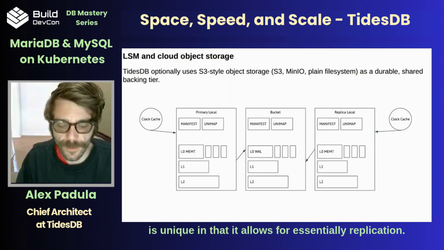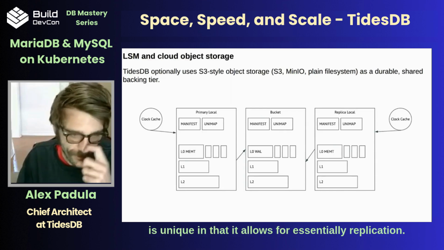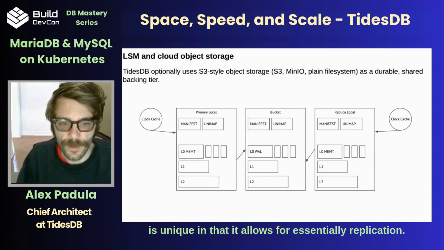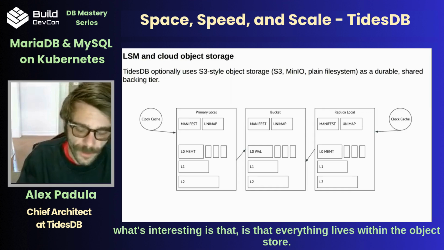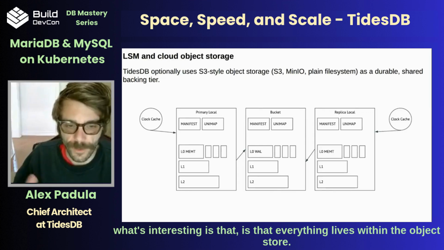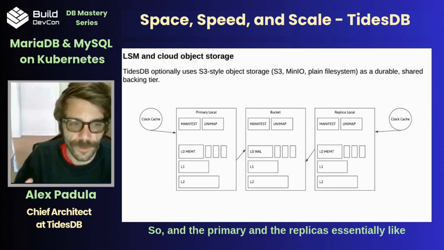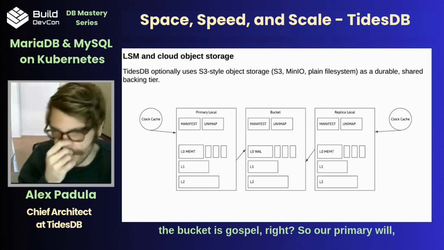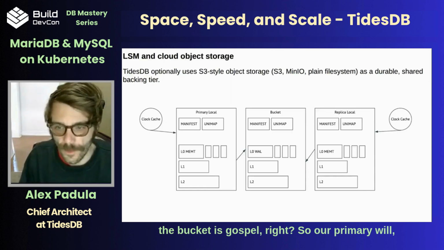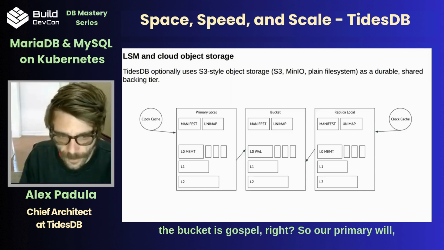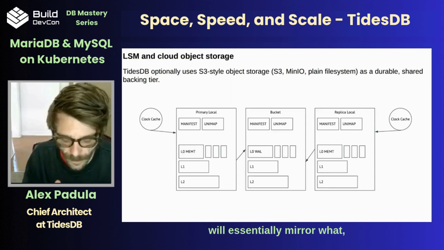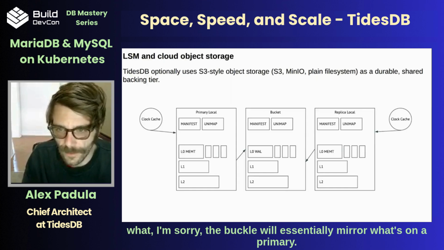So optionally in TidesDB, we have this object store feature, and the object store feature is unique in that it allows for essentially replication. And what's interesting is that everything lives within the object store, and the primary and the replicas essentially, the bucket is gospel, right? So the bucket will essentially mirror what's on a primary.